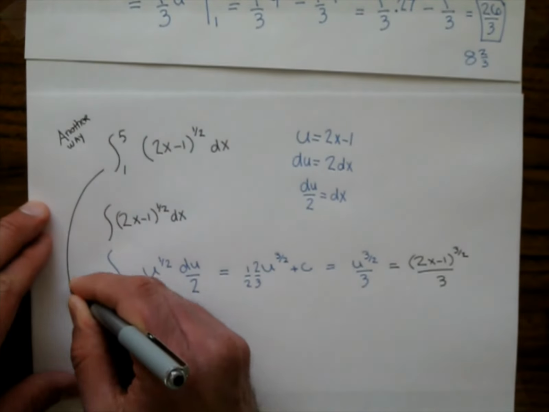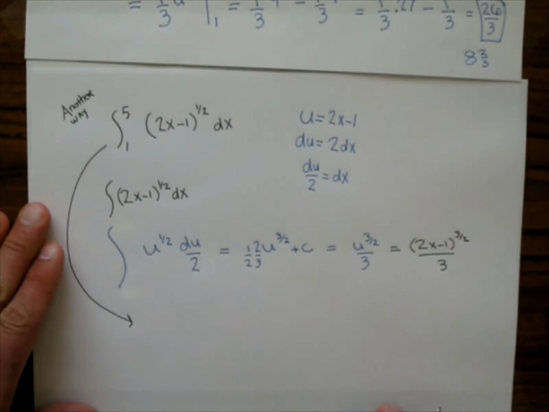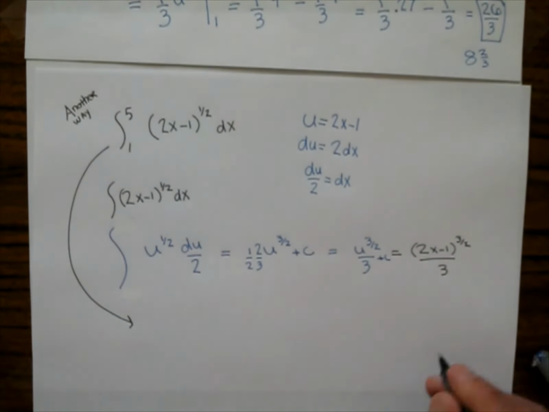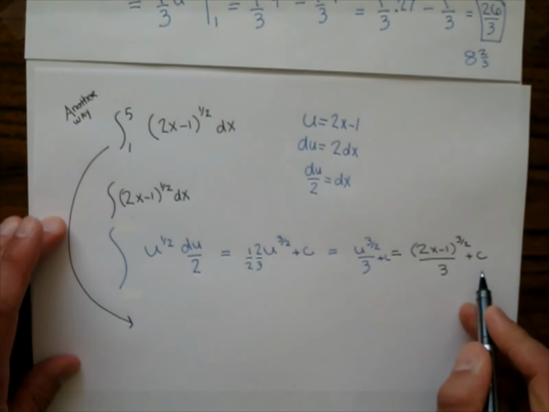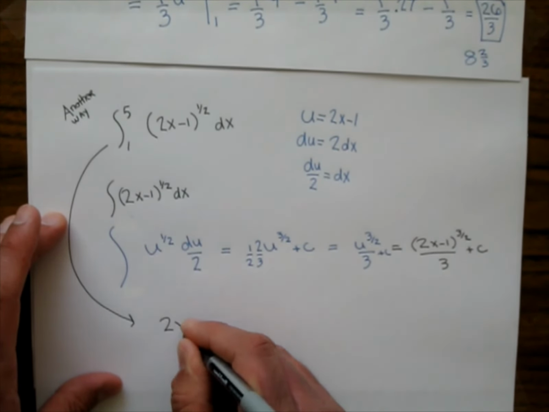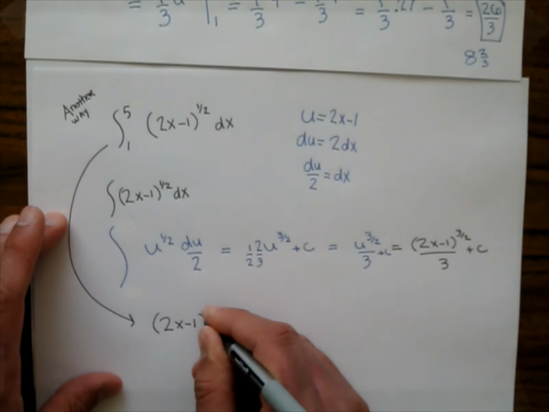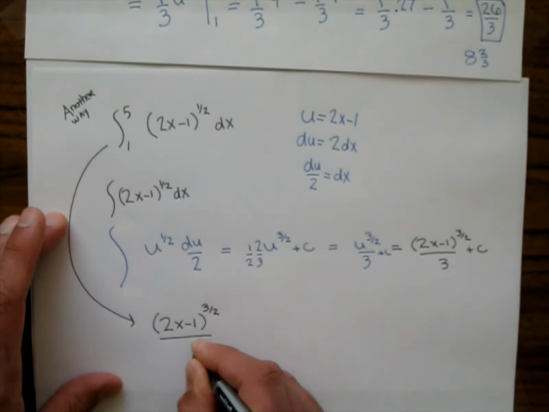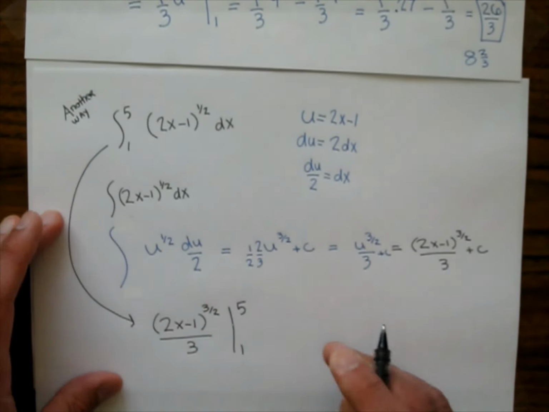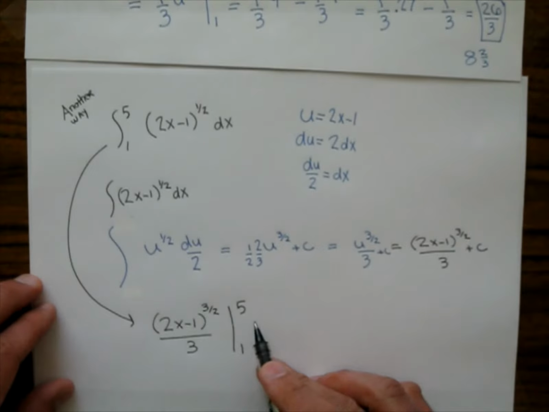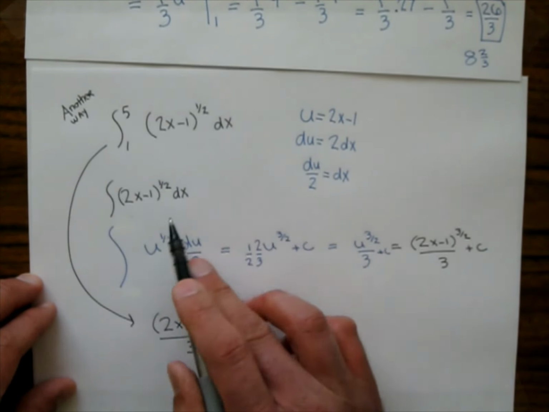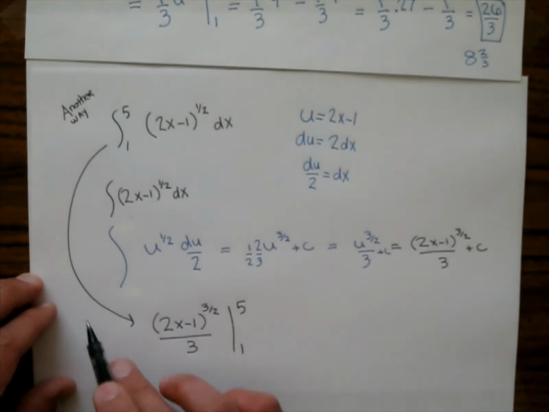Then you pop back out to this problem and say, oh, I know what the antiderivative is. I know there's a plus c, but that plus c is going to go away when you do the definite integral. And so you have 2x minus 1 to the 3/2 power all over 3, evaluated from 1 to 5. There are some people who do not want to change the limits to 1 to 9, they just don't like doing that. They'll just take the antiderivative and then come back to this problem and do this.